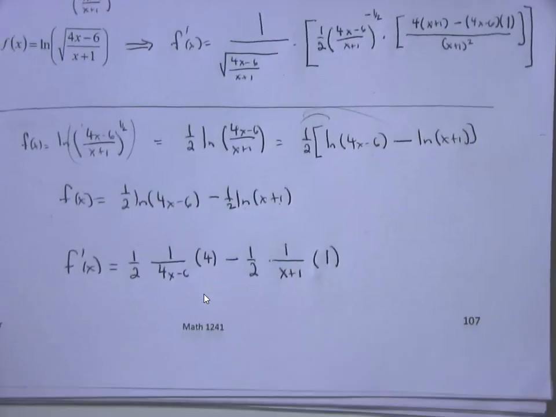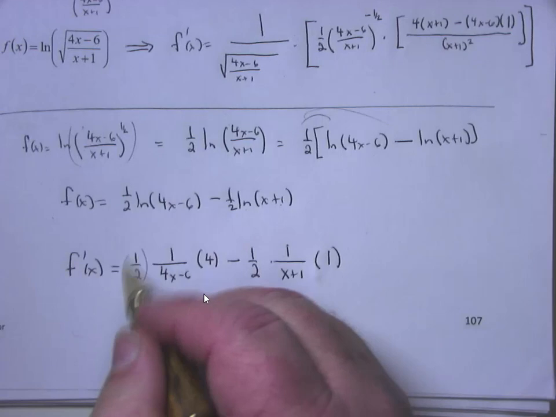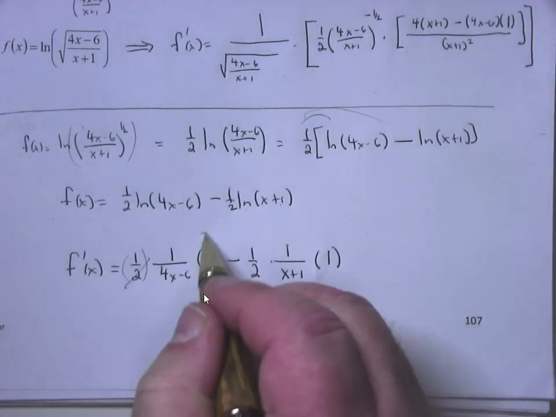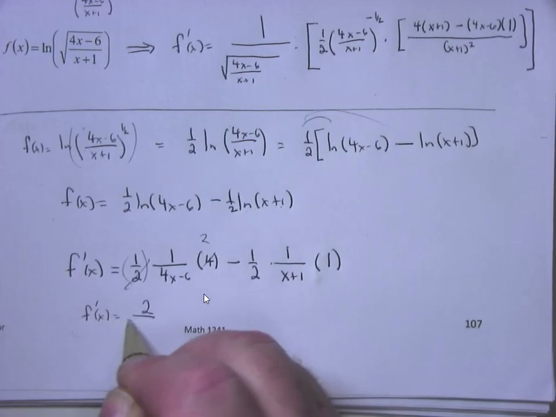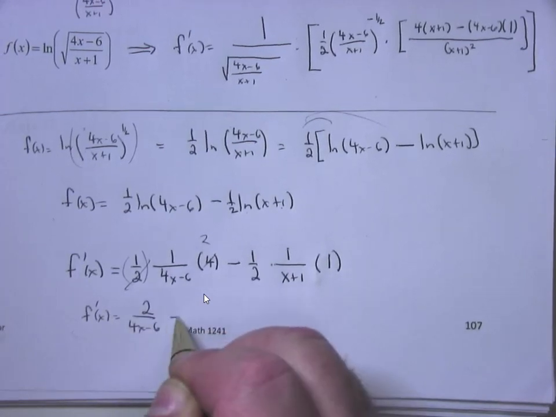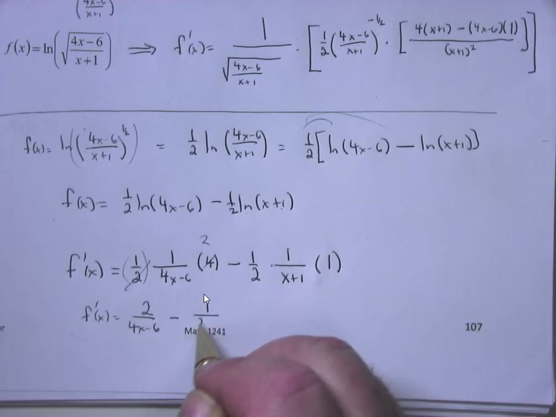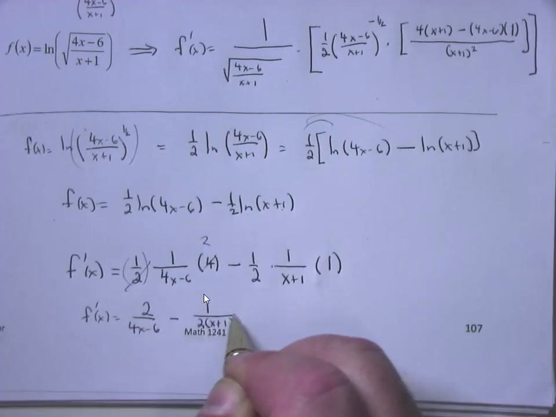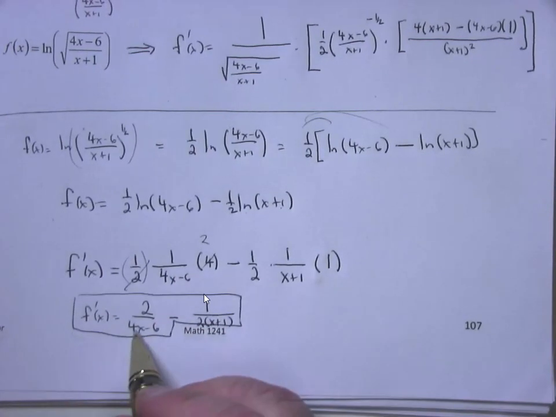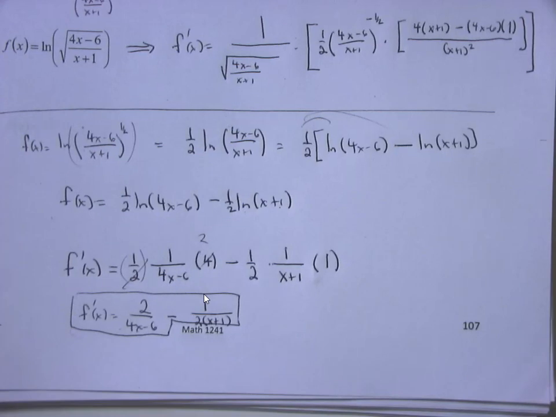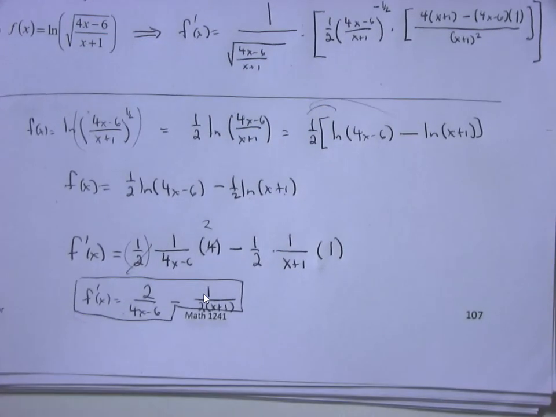All right, now clean it up. Well, I've got 1/2 times a 4. I could actually do that up, make that a 2 up there. So f prime of x would be equal to 2 over 4x minus 6 minus 1 over 2 times (x plus 1). And I could distribute. There's lots of things I can do to this thing. I could factor out a 2 out of the denominator and cancel. Well, I could do lots of algebra. But pretty much any one of these guys is going to be my answer. The answer is 2 divided by 4x minus 6 minus 1 over 2 times (x plus 1).